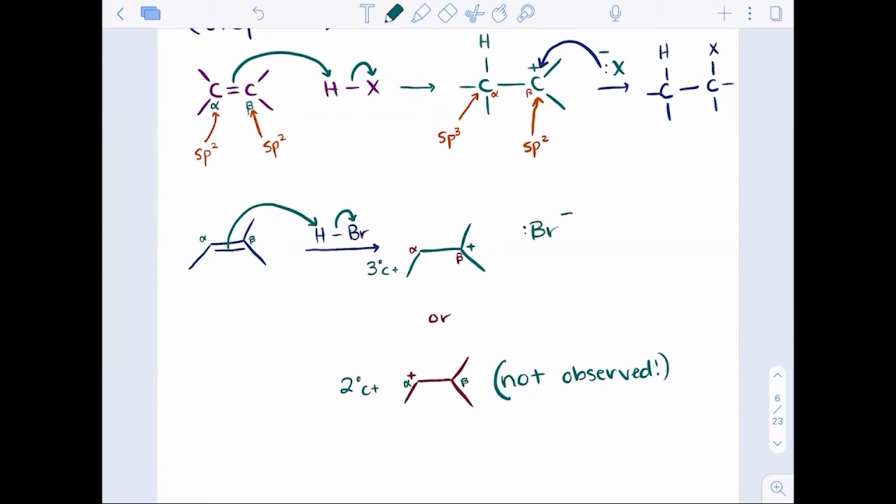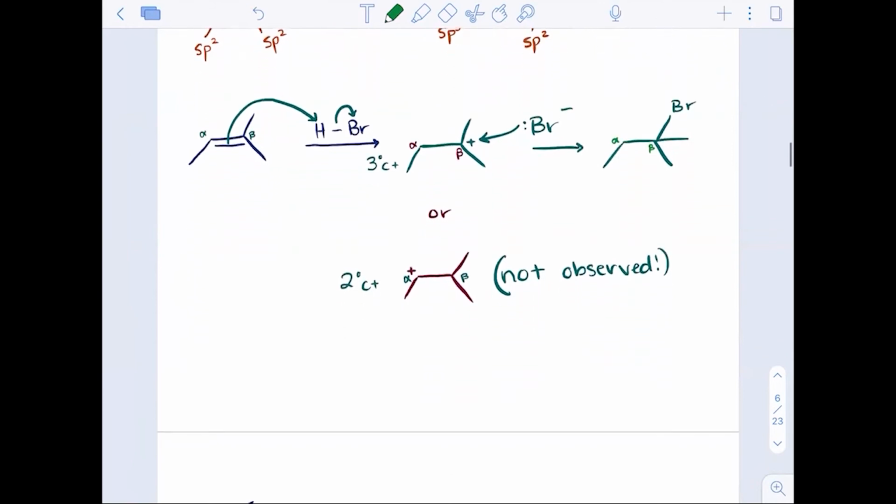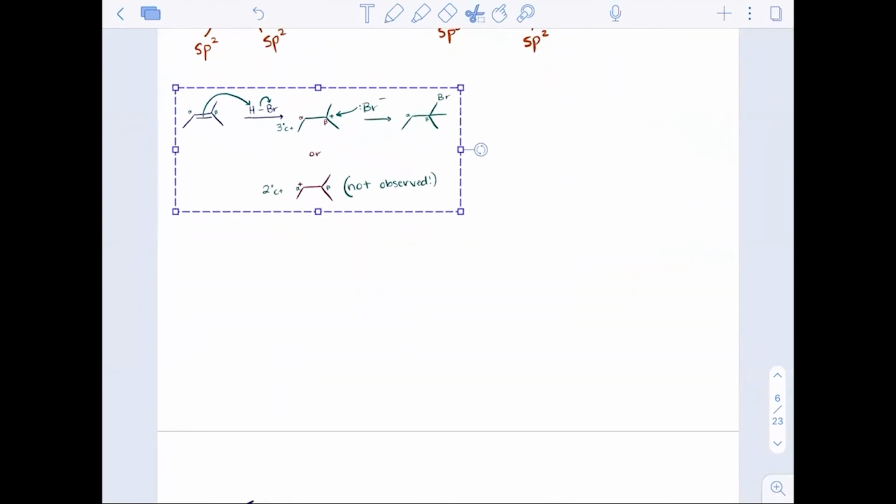Br minus can then come in and do a nucleophilic attack. So there is our only product. H was added to alpha. Halogen bromine was added to beta. Just a quick reaction coordinate diagram here before we move on.